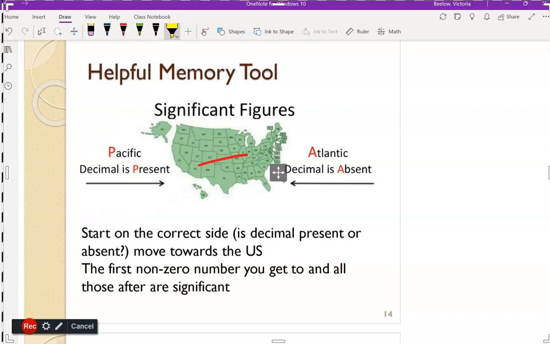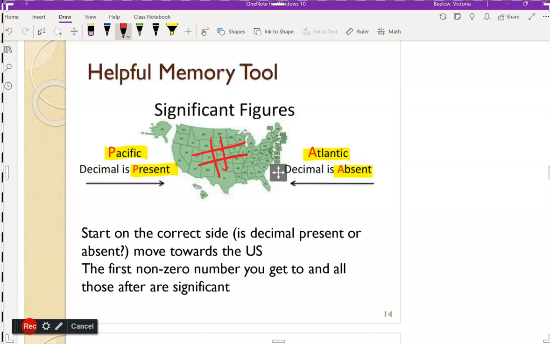So what I remember is, we're just going to start with counting. Later, you're going to be writing your own numbers and values using significant figures. But before we get to that, you have to learn how to count them. So when it comes to counting significant figures, I always remember Atlantic absent, Pacific present. So what does that mean?